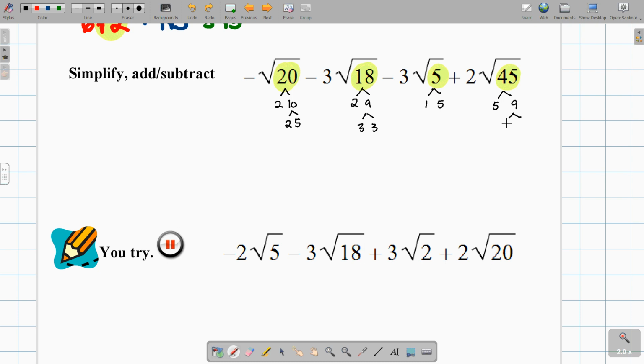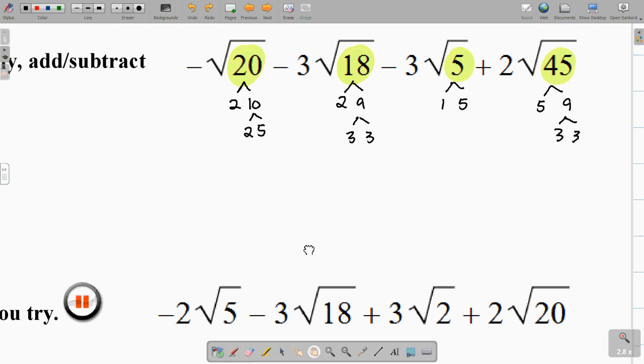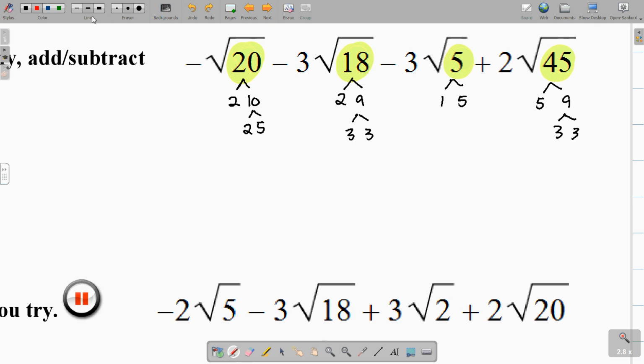Ready? We have a pair of 3's, and we're going to bring out one pair of 3's, and there's a 3 on the outside already. So that's going to be minus 3 times 3, that's 9 root 2. That 5 can't be broken down, so we just do 3 root 5. There's nothing we can do with it. Coming back here, we have a pair of 3's. The 3's are going to come out. 2 times 3, that's going to be plus 6 square root of 5.